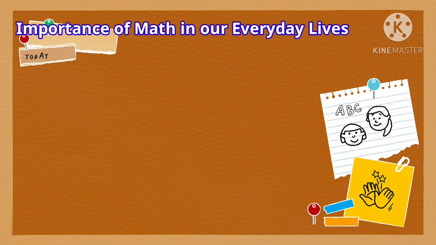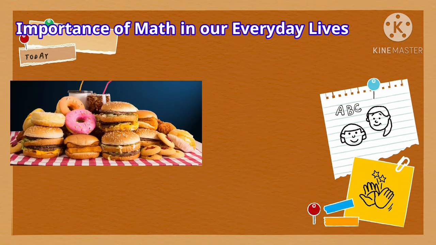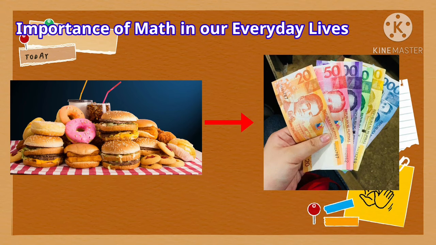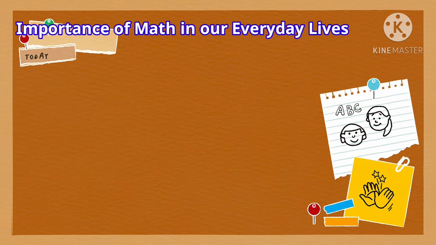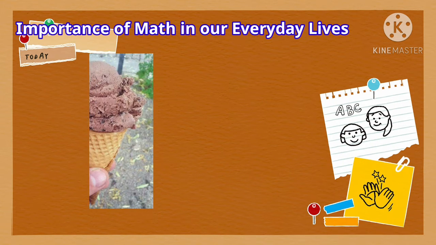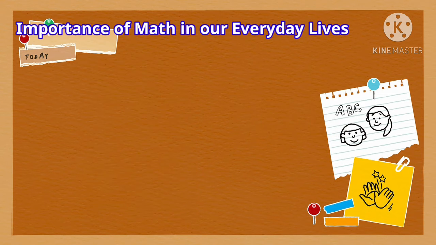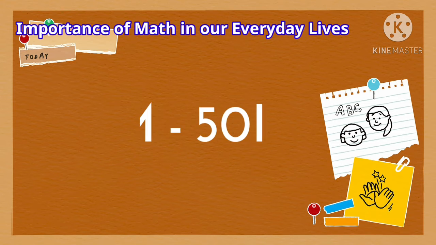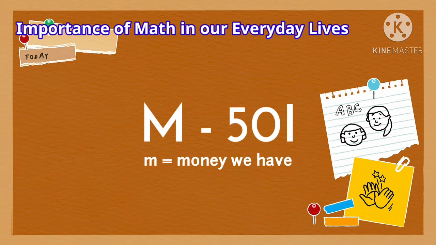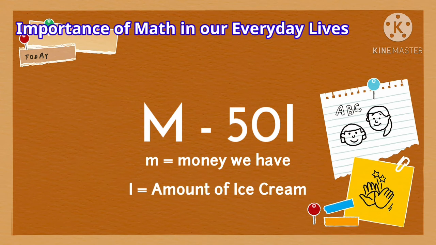Next, simple rational algebraic expressions can also help us with calculating the amount of food we can get with our money. Let's say you went inside an ice cream shop, and their ice cream cost around 50 pesos each. We can use an algebraic expression such as m minus 50i, where m would represent the money we have and i is the amount of ice cream we want to buy.